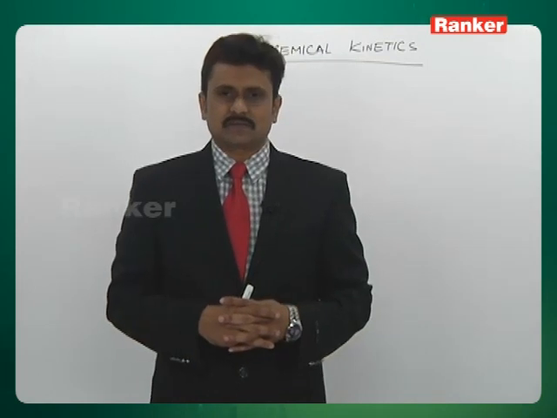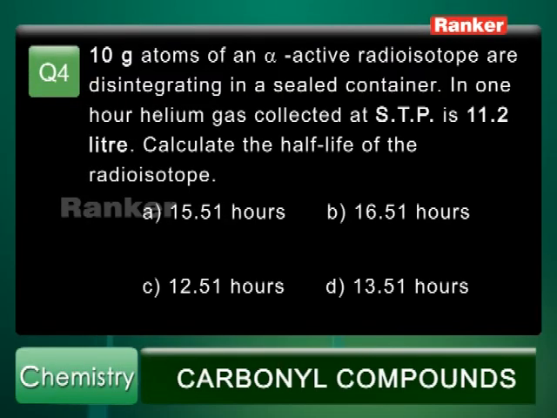We have 10 gram atoms of an alpha active radioisotope which are disintegrating in a sealed container. In 1 hour, helium gas collected at STP is 11.2 liter. Then you have been asked to calculate the half-life of the radioactive isotope.